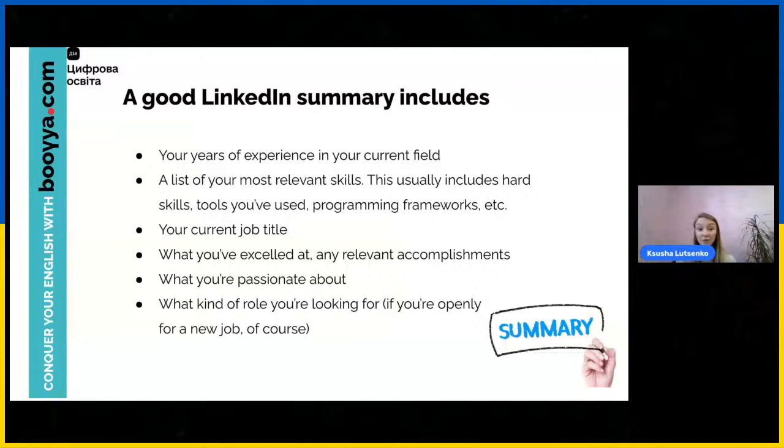Yeah, it's also okay to show what you're passionate about, since we want to show your personality as well, and what kind of role you're looking for, if you're openly looking for a new job, of course. If not, well, that's not necessary to include.